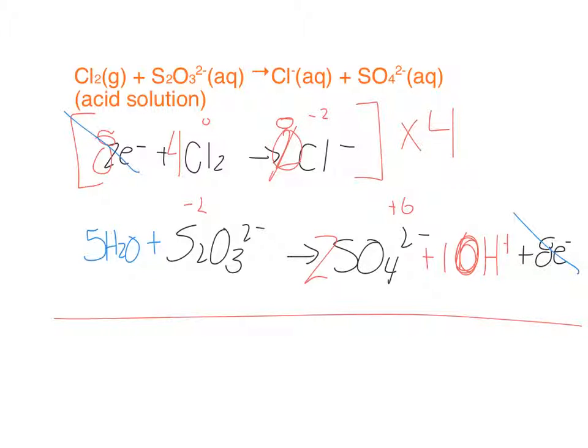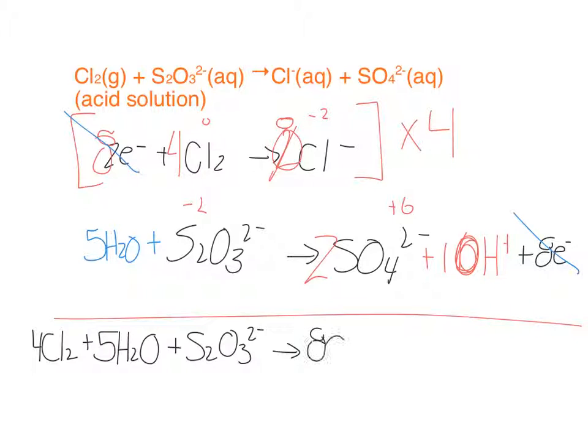So we're going to get 4 Cl2s, 5 H2Os, S2O3 2 minus makes 8 Cl minus, 2 SO4 2 minus, and 10 H plus. That's our total redox reaction. You can double check for atoms and charges, but I'm fairly confident in my answer there.